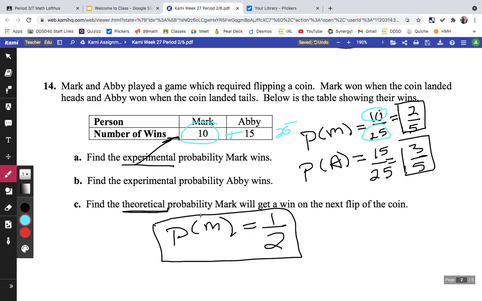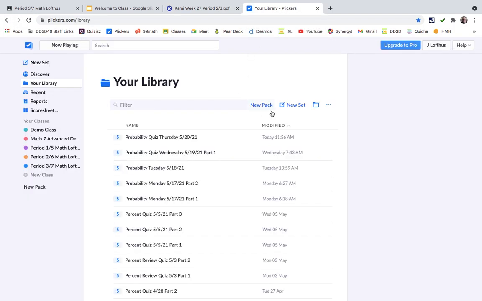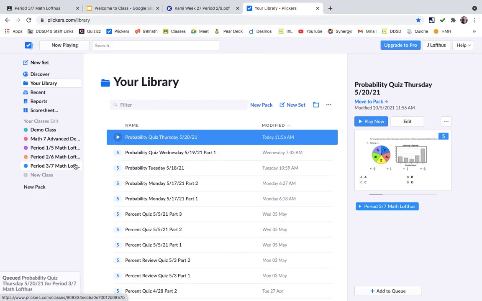Find the theoretical probability Mark will get a win on the next flip of the coin. That is kind of a trick question, because we could just do this. It doesn't matter which flip it is. We could just say, what's the theoretical probability that he will win? It doesn't matter that this occurred. So experimental has no effect on theoretical. Theoretical does not depend on any action.